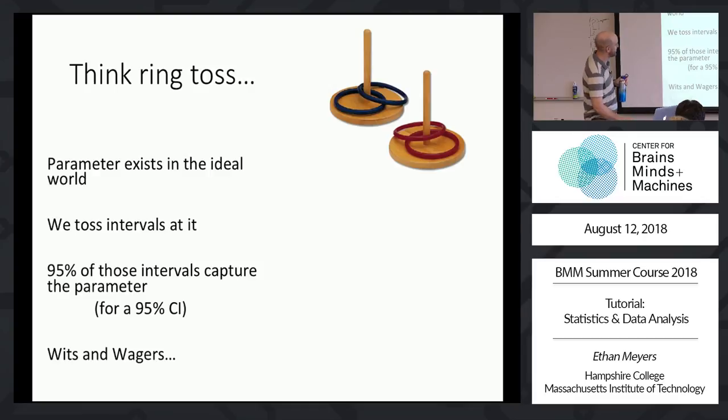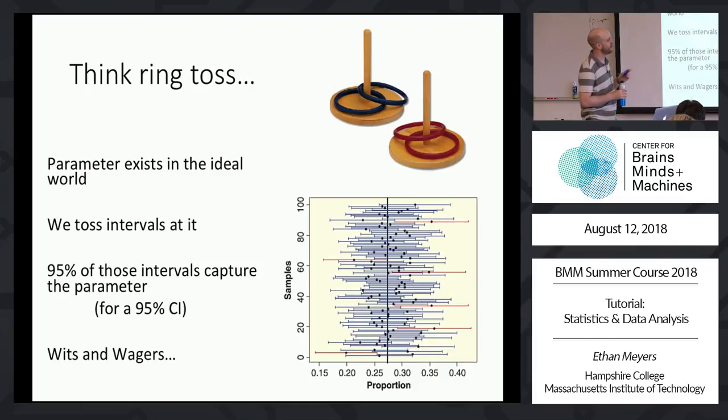Okay. Oh, here's the perfect illustration of it, right? So those are all intervals. The red ones miss to capture that parameter, which is the black vertical line. But most of them hit. And obviously, there's a trade-off between the size you make your confidence interval and the proportion of times you hit, right? So if you made really large intervals, you'd always get the parameter, but it would be pretty useless, right?